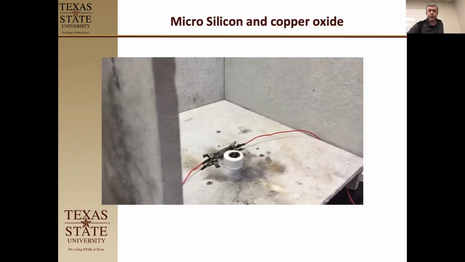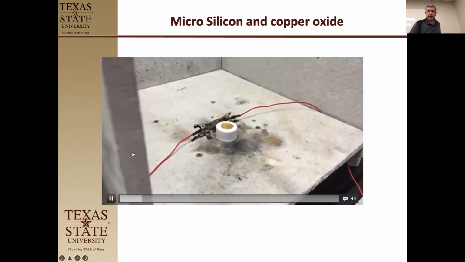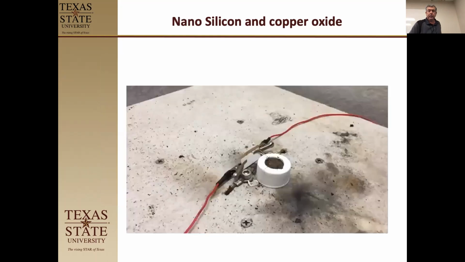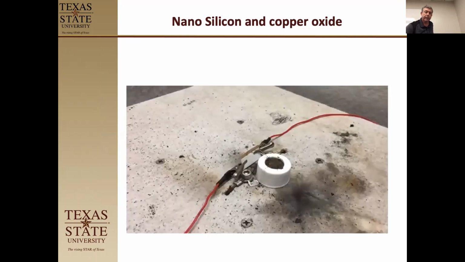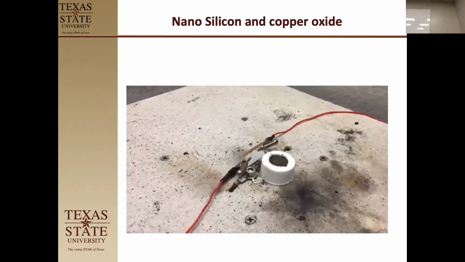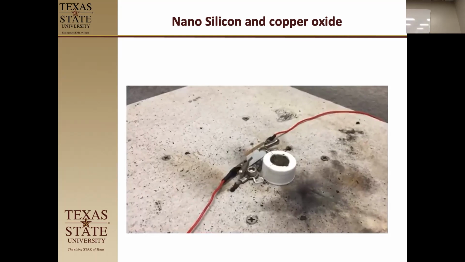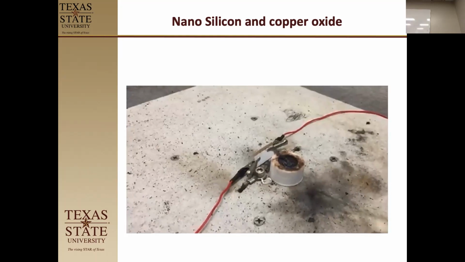Okay. If we switch over to that, that's the same one. And if we switch to a nano material, this is 80 nanometer silicon with copper oxide. All right, this is silicon with copper oxide control. No flux. Armed. 3, 2, 1, fire. So micron doesn't burn very well. That one almost looked like it exploded, right?